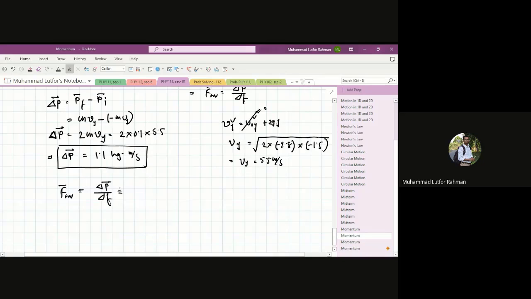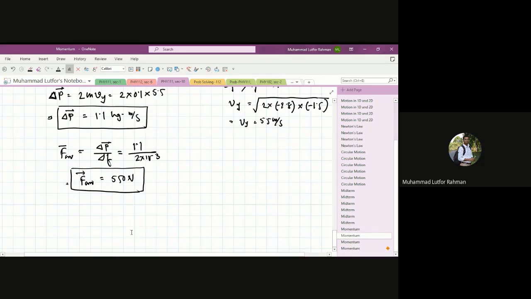Right. So it should be 1.1 divided by 2 milliseconds, which is 2 into 10 to the minus 3. Then you'll find the average force on that system would be 550 Newtons. Can you imagine? If you drop a 0.1 kg mass from a height of 1.5 meters, when it strikes the ground, that amount of force will be acting on that system.